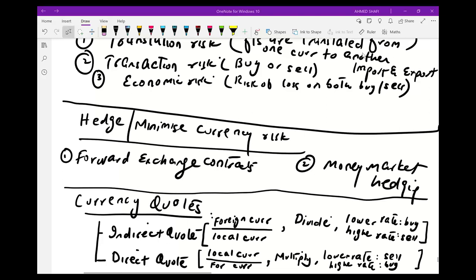Then you are given the deposit and borrowing rate. So deposit and borrowing rate of shilling is given: 3.6%, 4%. These are the annual rates of deposit and borrowing in shillings. And deposit and borrowing rate of dollar is given. This is the total information of a currency risk management question.